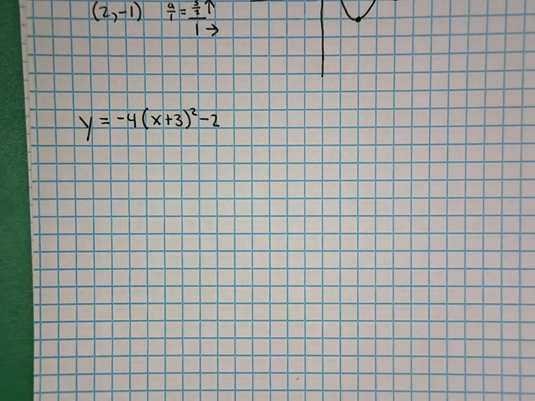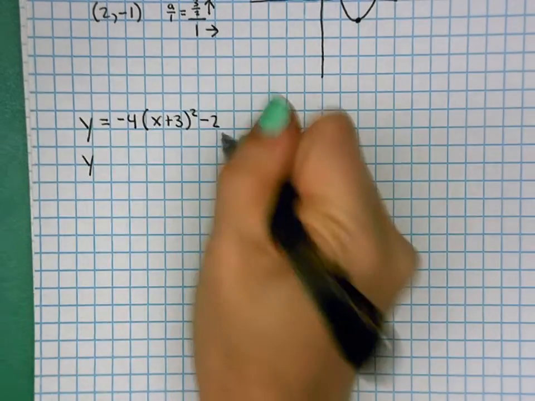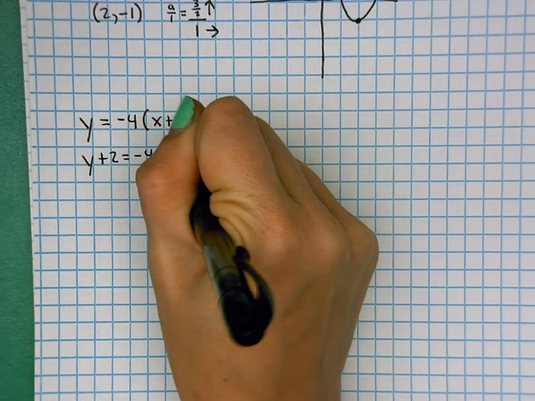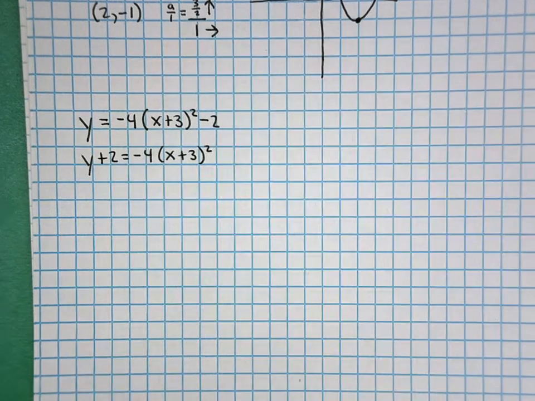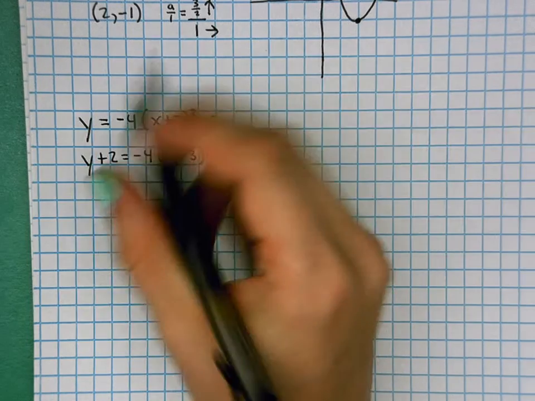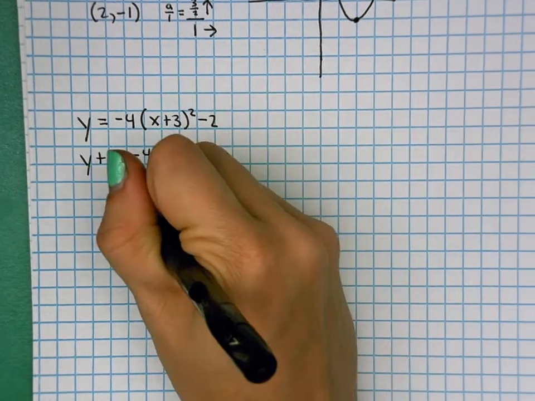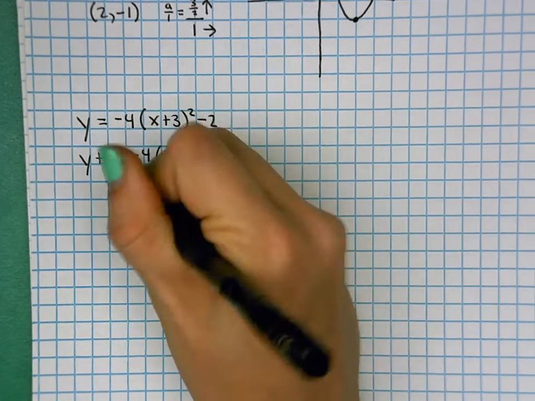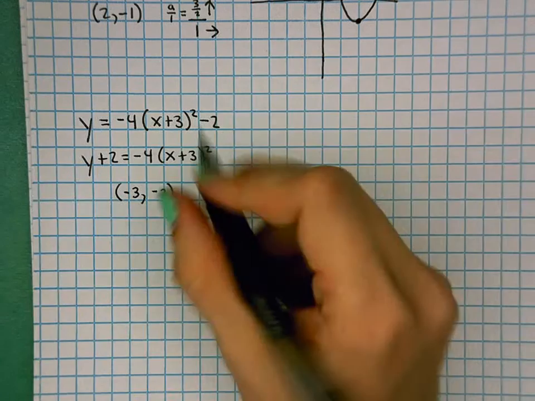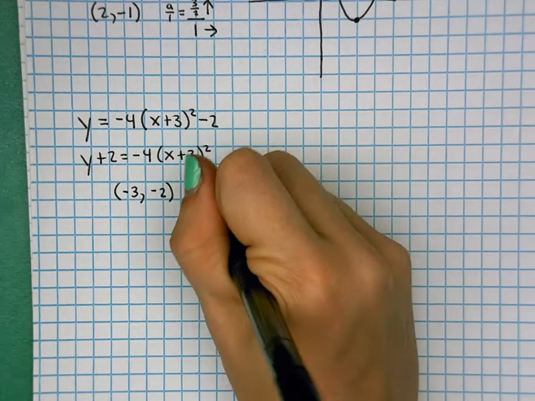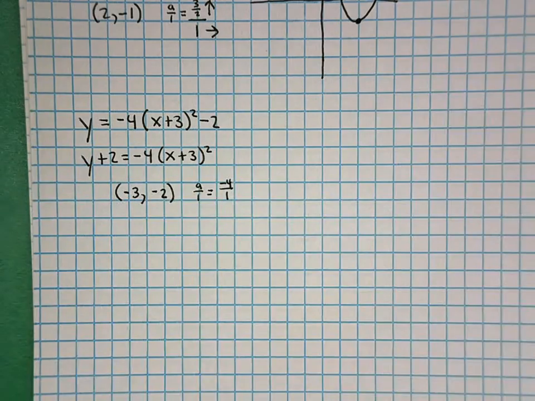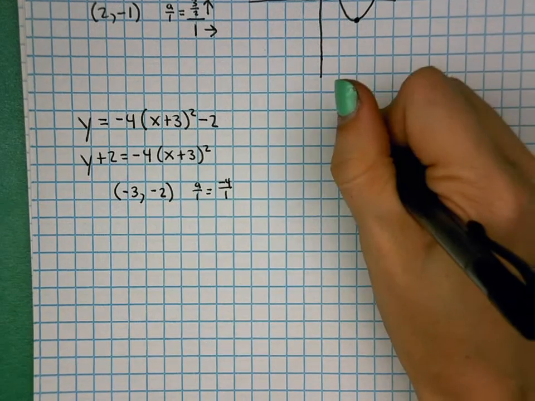Okay, let's go ahead and turn this into our descriptive form. Y plus 2 equals -4 times the quantity of x plus 3 squared. Adding this 2 over to the other side. Okay, then we're going to pull out our vertex. My x is going to be -3, my y is going to be -2. And it is a quadratic, so we're thinking A over 1. In this case, down 4 over 1 on both sides. So down 4 over 1 on one side, down 4 over 1 on the other. Okay, let's go ahead and sketch this.